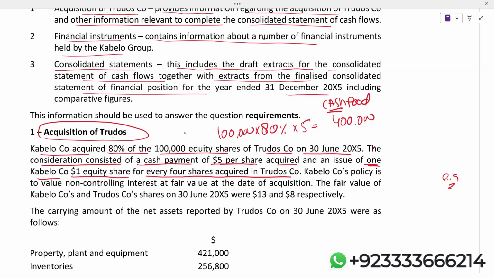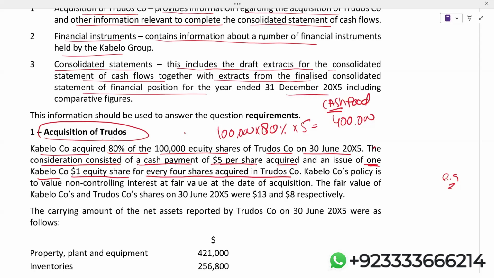Logically here, due to the issue of shares, the parent is not raising any cash. If normally a company issues shares and raises cash, it is considered in your financing activities. But right now, it is not a cash transaction. The parent is just acquiring a subsidiary by issuing shares.